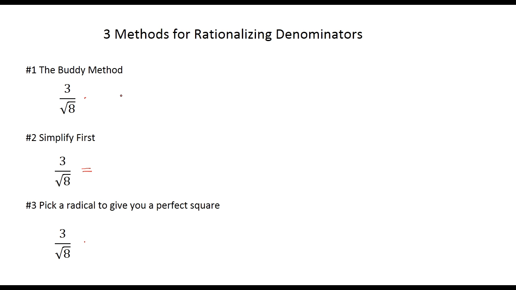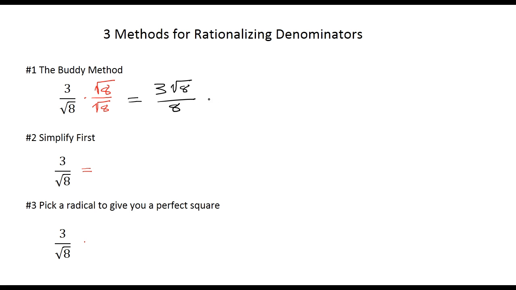Okay, I'm going to show you 3 methods for rationalizing denominators, and you can pick whichever method works the best. The one that will always work is what I call the buddy method. So if you multiply and you choose the buddy, in this case it's radical 8, and you multiply by radical 8 over radical 8, it will always work. I get 3 radical 8 over 8.